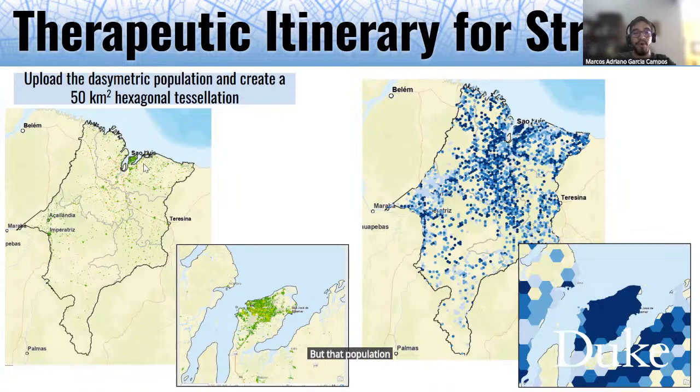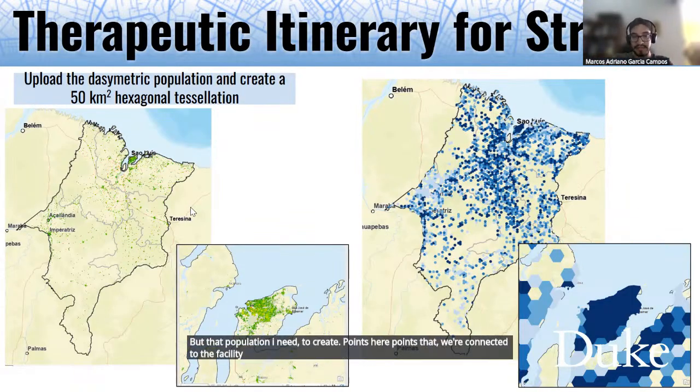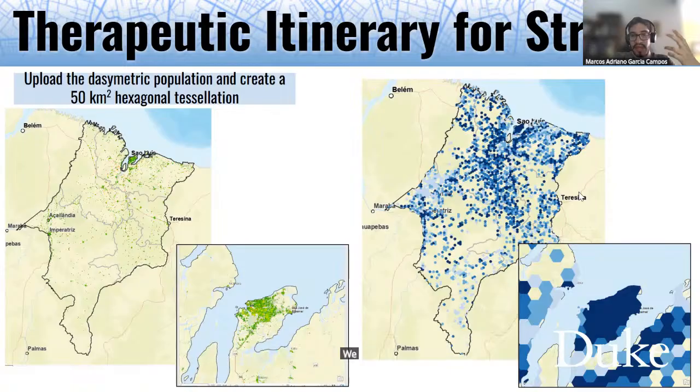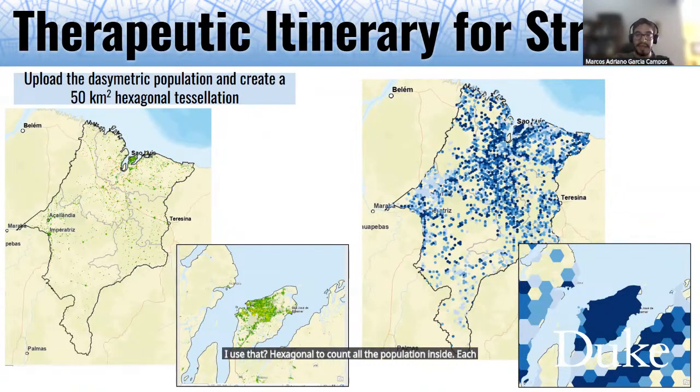But with that population, I need to create points that will connect to the facility. And how do we do that? We use a method that was validated before, and I create specific polygons that are hexagons. I use those hexagons to count all the population inside each hexagon. The hexagon has a specific size, 50 square kilometers, and I count the number of people living in each hexagon.